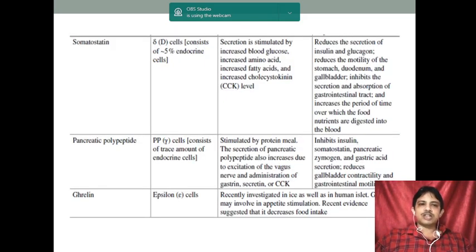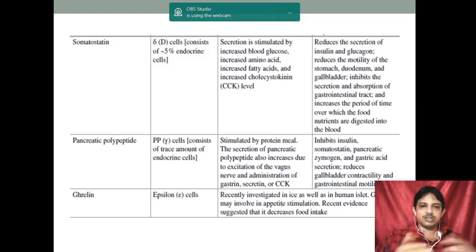Other hormones are somatostatin, which is secreted from the delta cell, and its secretion is stimulated by blood glucose, increased amino acid, increased fatty acid, increased cholecystokinin. It reduces the secretion of insulin and glucagon, reduces the motility of the stomach, duodenum, gallbladder, inhibits the secretion and absorption from the gastrointestinal tract, and increases the period of time over which nutrients are digested into the blood.